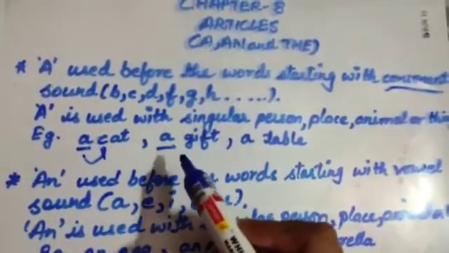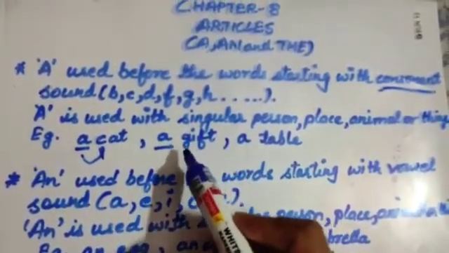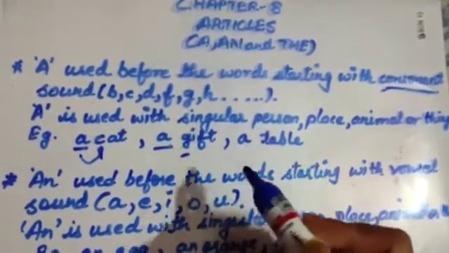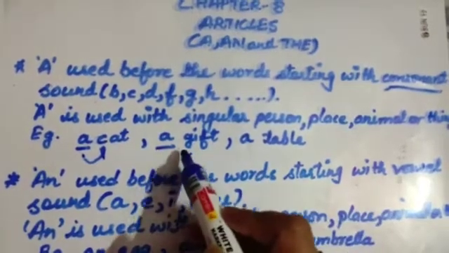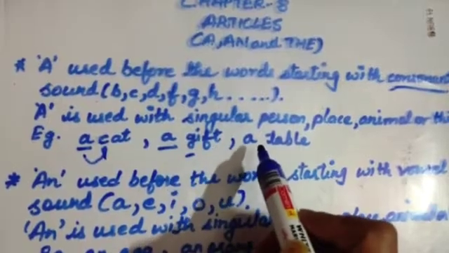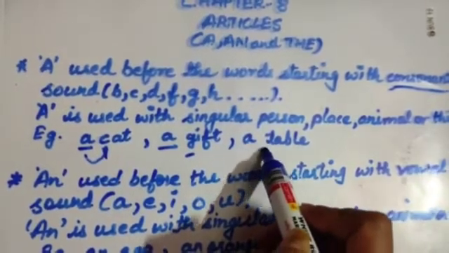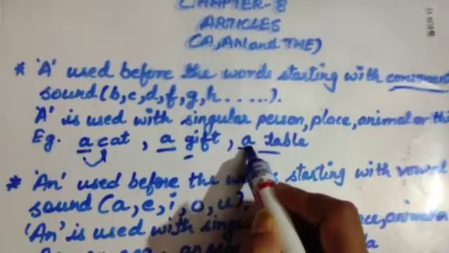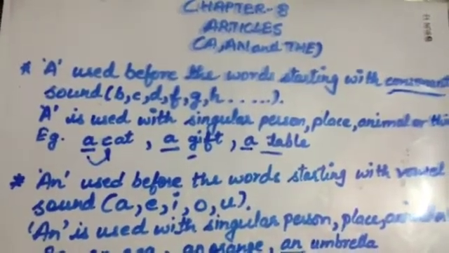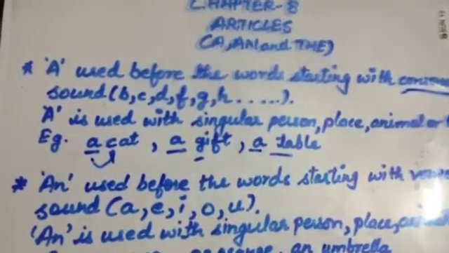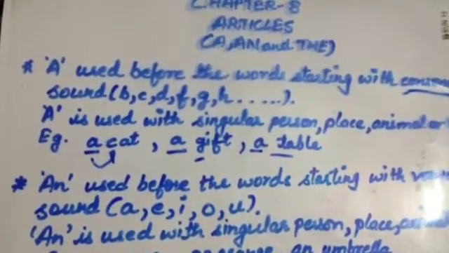Next, a gift. G is a consonant, G, G. G is a consonant sound, so before G we will use a. The next is table, a table. T sounds as T. T is also a consonant, it is not a vowel. So before table we will use article a. You can see cat is singular, gift is singular and table is also a singular noun.